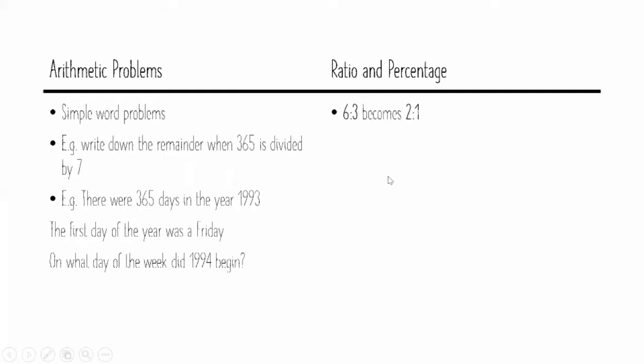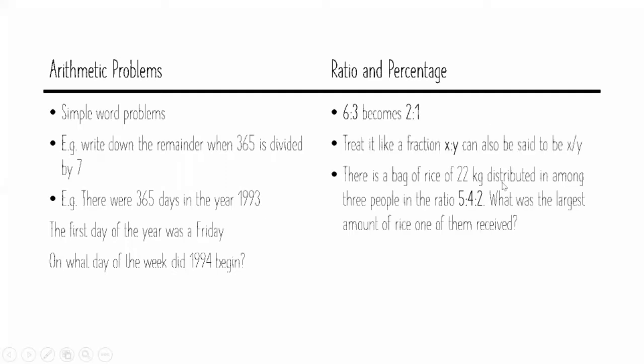Ratio in percentage. 6:3 becomes 2:1. This is a ratio. How can I convert it to 2:1? Because a ratio is the simplest form of expressing two values that have this symbol in between. I can treat my ratios as a fraction, which is why I can convert 6:3 to 2:1. Again, as we discussed, treated like a fraction, x is to y can also be said to be x upon y.